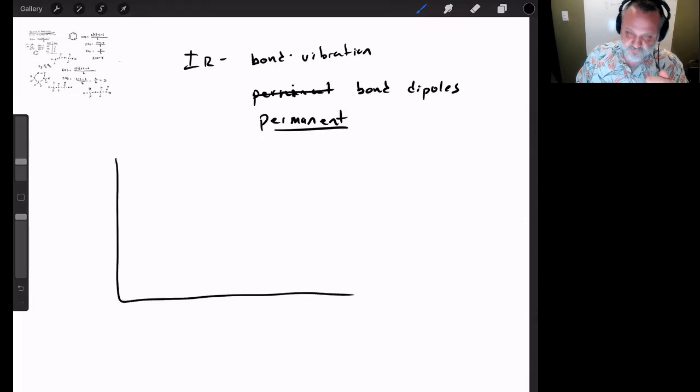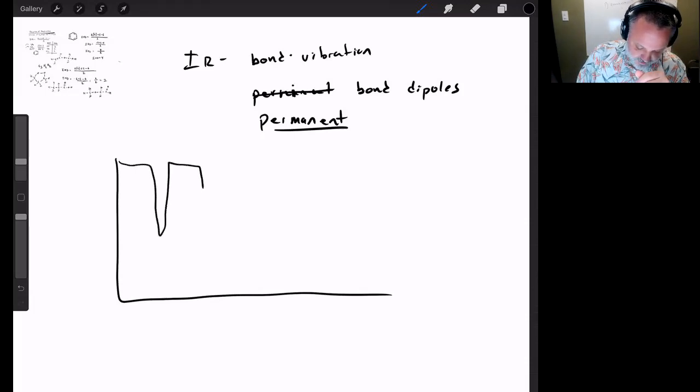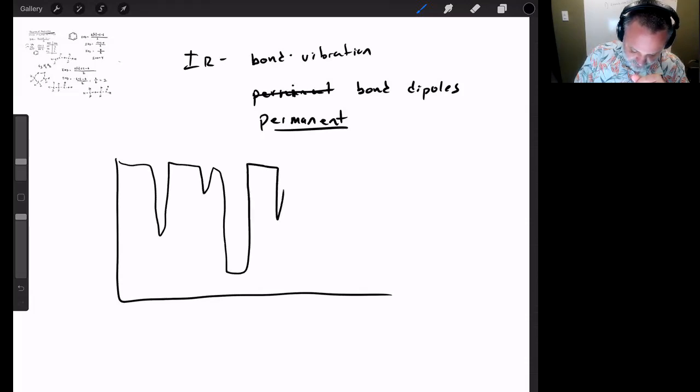This is just one version of doing it. I can put a graph, and on the graph I could ask, where is the light absorbed? And all I'm showing you now is that it's absorbed in some of these locations.